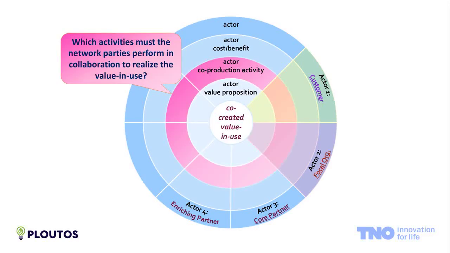Consequently, the actor co-production activity ring is filled in. This ring captures the activities, capabilities and resources that each stakeholder employs to create value. It should help the stakeholder to realize its indicated value proposition.